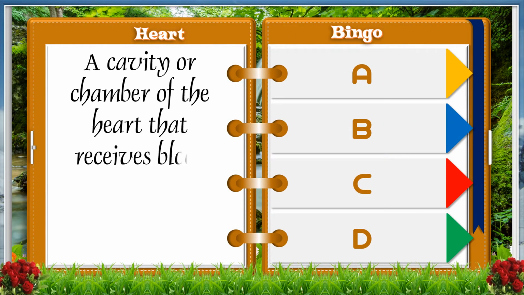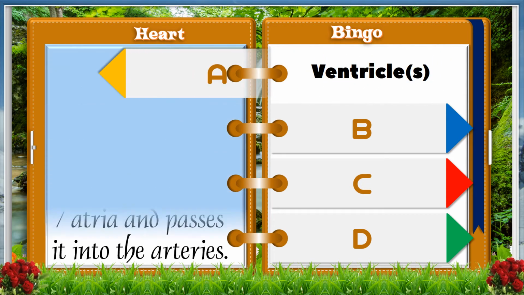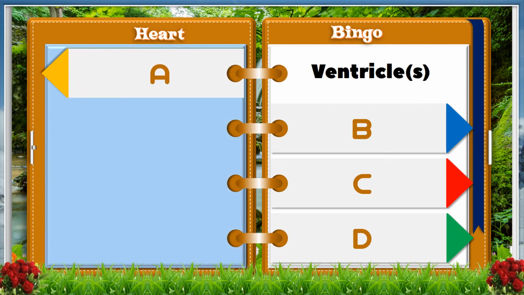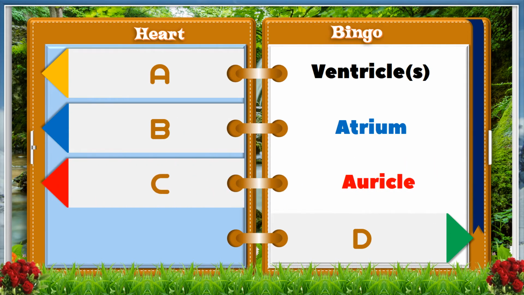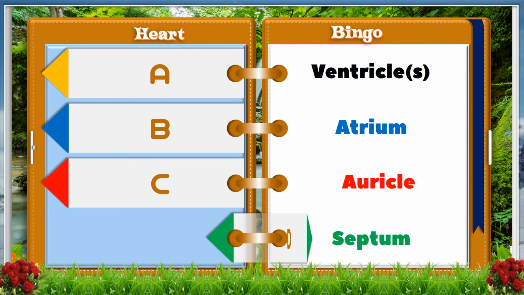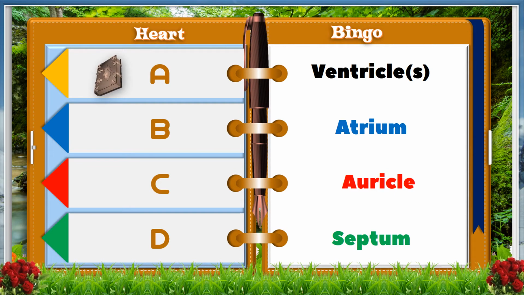A cavity or chamber of the heart that receives blood from the auricles, or atria, and passes it into the arteries. A. Ventricles. B. Atrium. C. Auricle. D. Septum. And the answer is A. Ventricles.